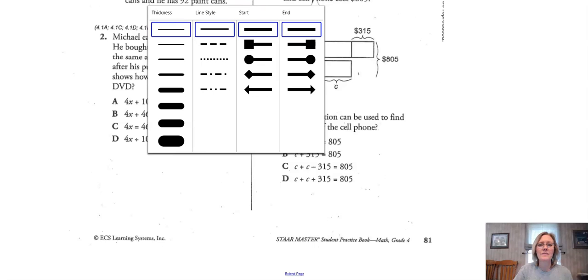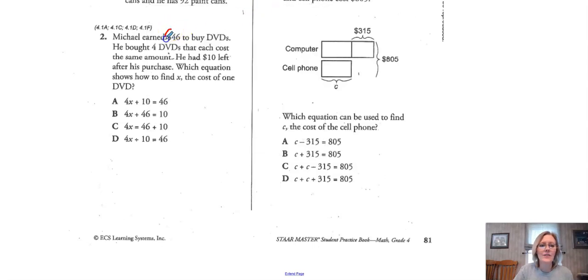So let's pick up some pen. And it says he earned $46. He can't get bigger than $46. I mean, that's all he has. So anywhere in our problem, we can't get bigger than 46. Okay. He bought 4 DVDs. Good. So we know what goes with the 4. And they each cost the same. Each tells us that somewhere in here, since it's up in the information part of the problem and not in the question part, we are probably going to have to multiply it sometime.